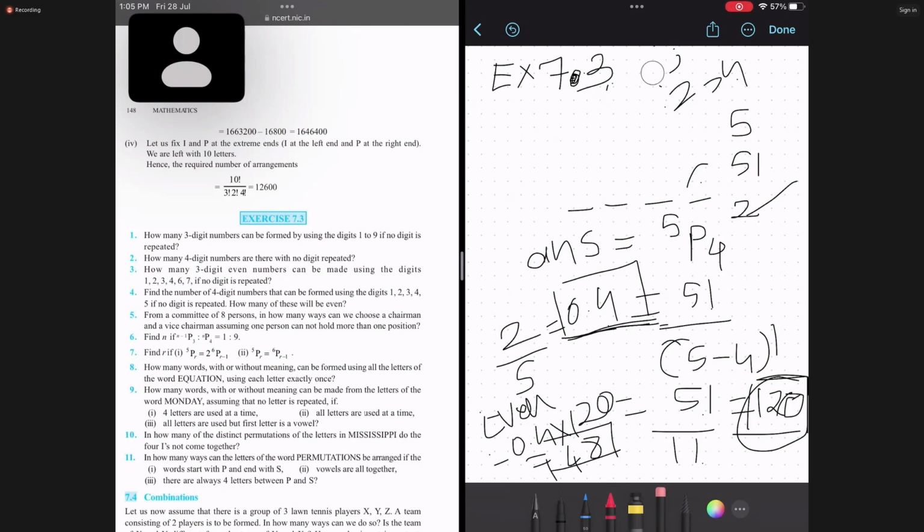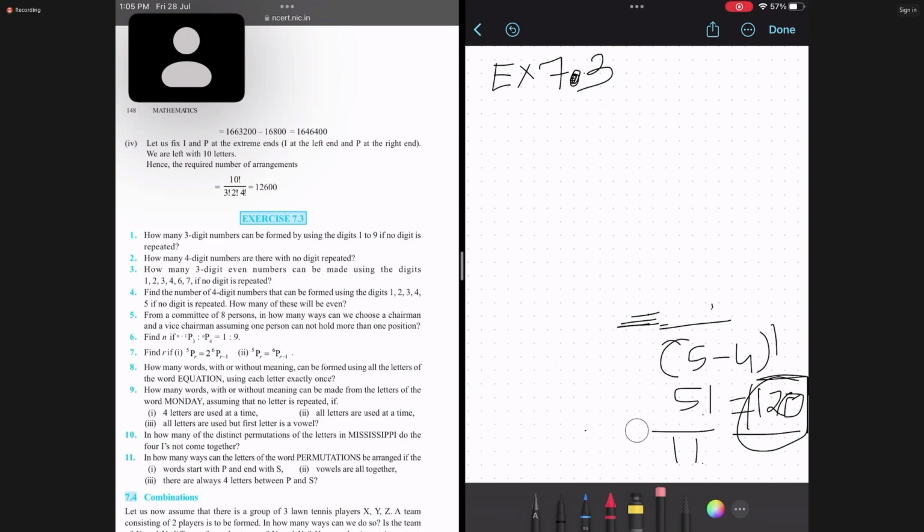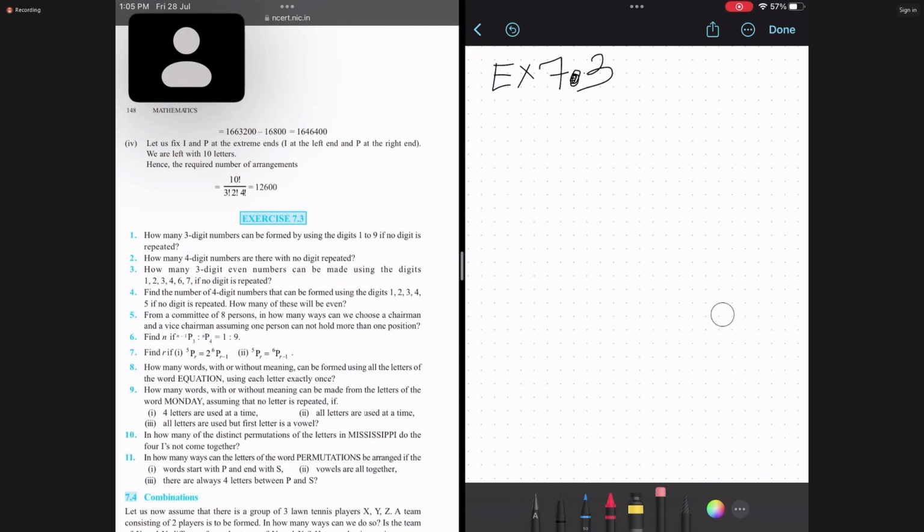You could always approach this question in the traditional way and generate the even numbers from the available digits at your disposal, and you'll arrive at the same answer. The number of possible even numbers is also 48, but this is a faster way of doing things, right? Just think in terms of probability and you will arrive at the solution faster.